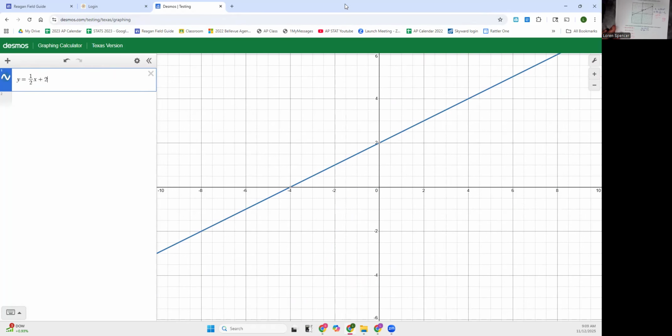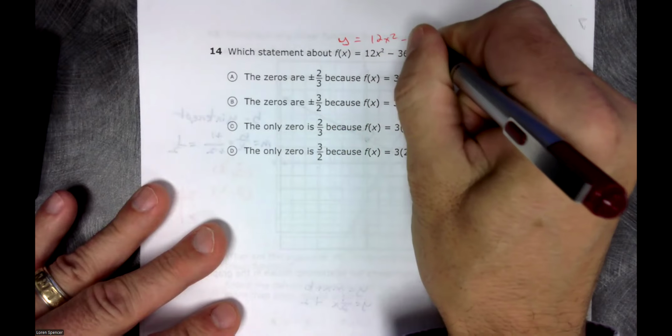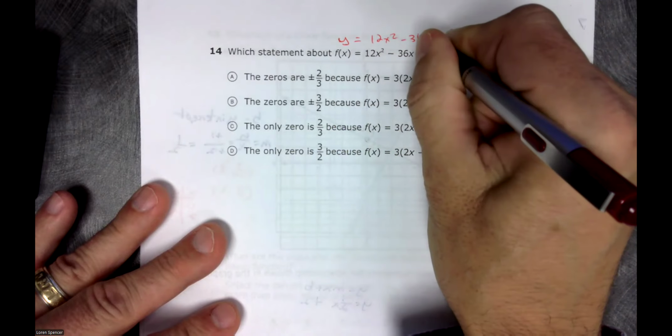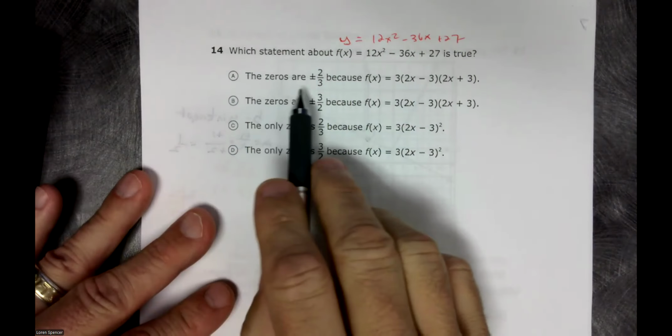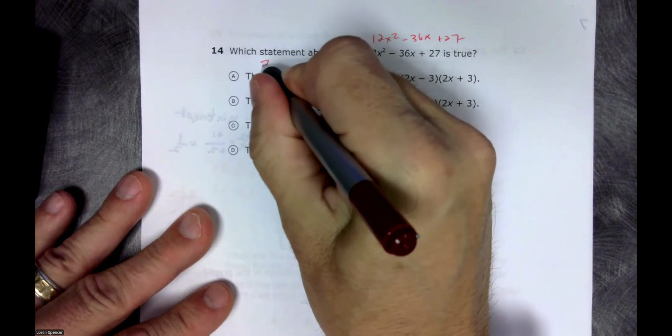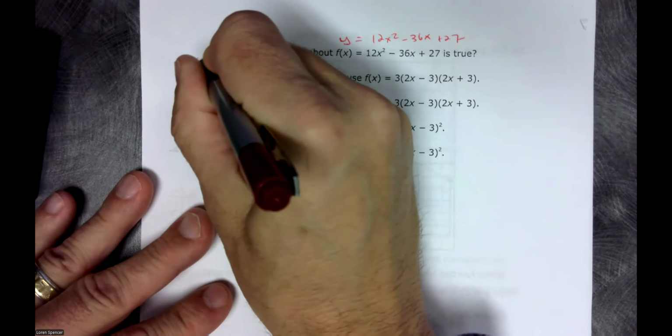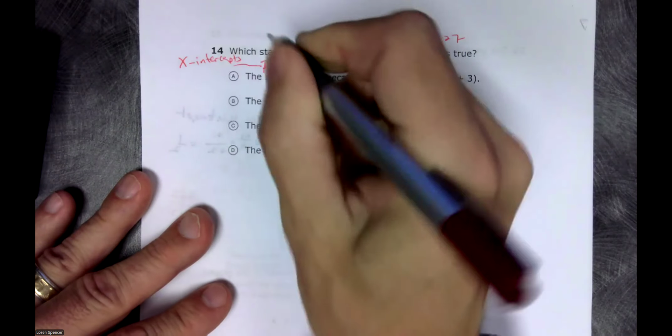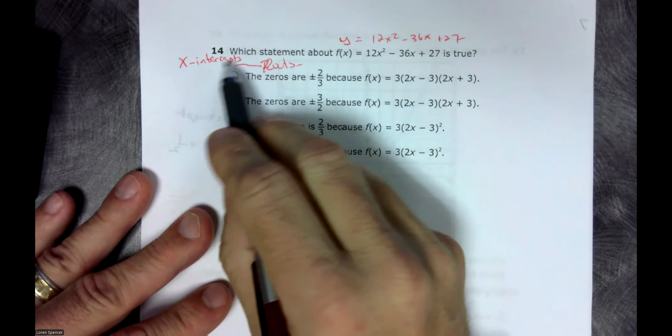Moving on to number 14. Which statement about f of x equals 12x squared minus 36x plus 27 is true? Again, this is like saying y equals 12x squared minus 36x plus 27. Don't forget, f of x just means y. The zeros are 2/3. This means the zeros are the same as your roots. They're your x-intercepts. All right? The roots, the x-intercepts are zeros. It's where they cross the x-axis.